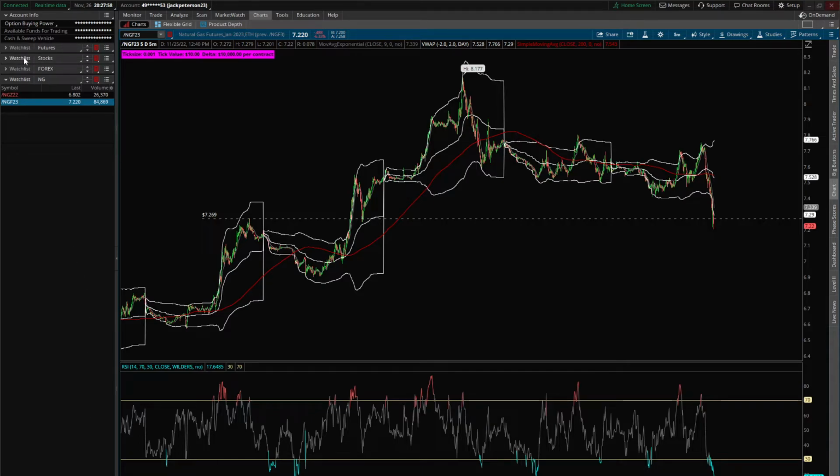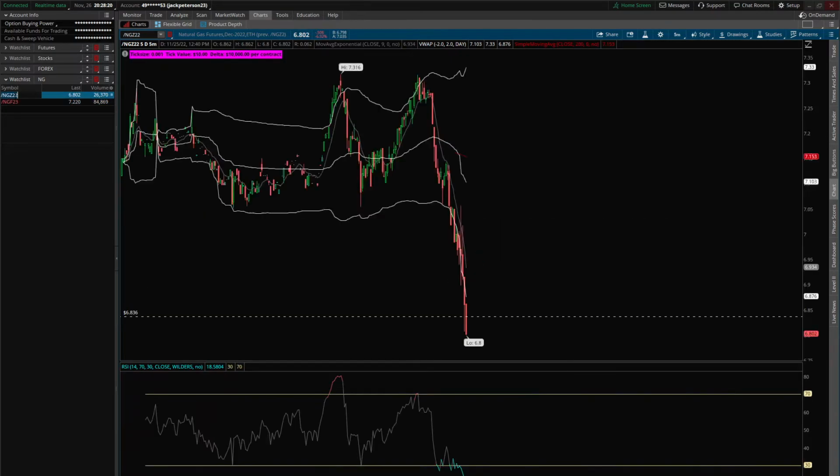And this panel can have your different watch lists. So I have a bunch of different watch lists because I trade all sorts of different instruments, but you can easily add a widget for that watch list. And in my case, I already have that, right? I have a watch list for natural gas, and I have two natural gas contracts to illustrate this point, right?